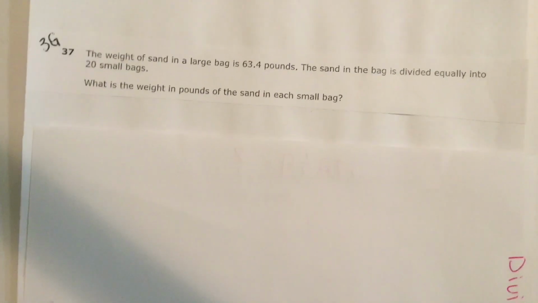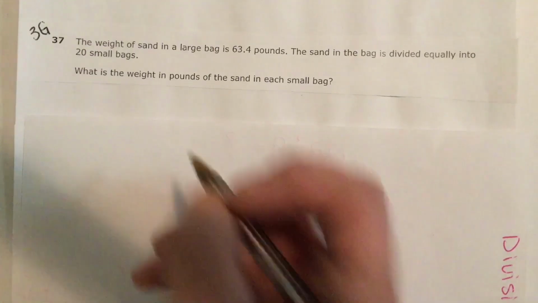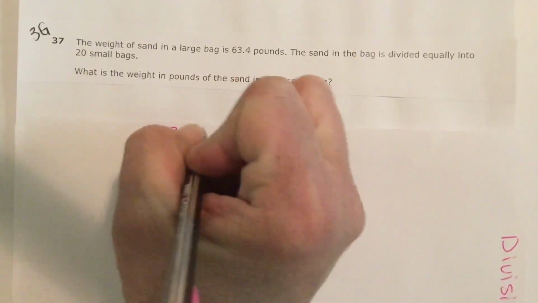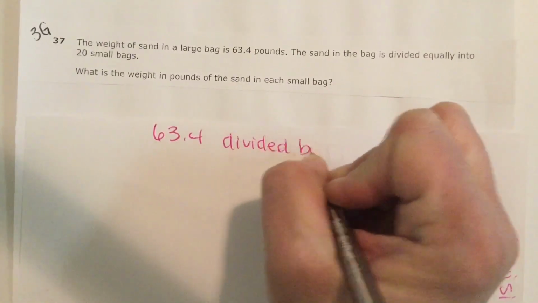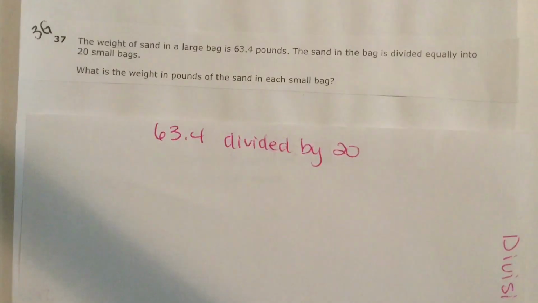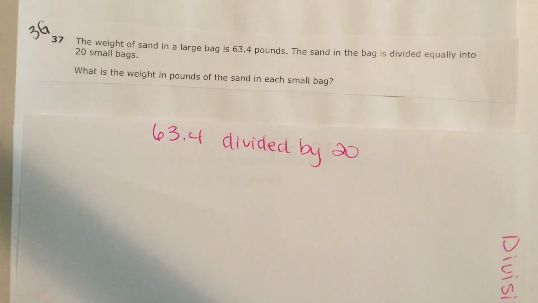Okay, the weight of sand in a large bag is 63 4/10 pounds. The sand in the bag is divided equally into 20 small bags. All right, so it already told us it's a division problem. So write me a division problem. Write me the sentence. Okay, you should have said 63 4/10 divided by 20. So it's 63 4/10 pounds of sand, and it's going to be divided equally into 20 small bags.